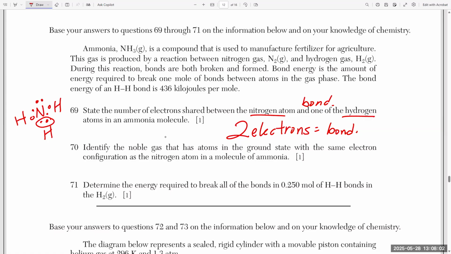Number 70, identify the noble gas that has atoms in the ground state with the same electron configuration as a nitrogen atom in the molecule of ammonia, right? Let's take a look. Ammonia is NH3. What do we know, right? You guys remember, we have to figure out the charges, right? So how do you figure out the charges? There's no rule for nitrogen, but there's a rule for hydrogen, right? What's the rule? What do you think?